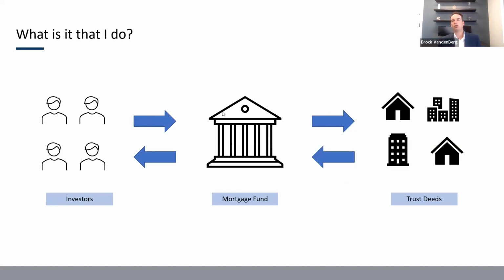All right, so real quick, I want to explain what a mortgage fund is. On the left-hand side here, you have investors. I have about 150 investors that invest in my mortgage fund. Their investments range from $50,000, which is our minimum. I think our largest investor has about $1.8 million in our fund. They all pool their capital into the mortgage fund.